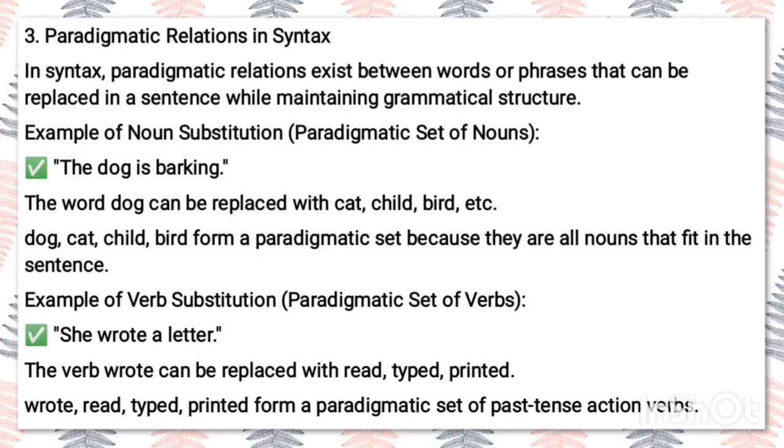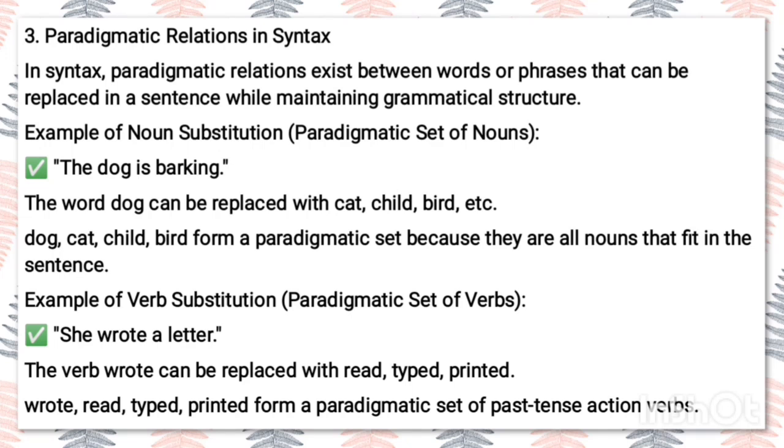In syntax, paradigmatic relations occur when words or phrases can be replaced by other words or phrases while maintaining grammatical correctness. For example of noun substitution, paradigmatic set of nouns. Sentence: the dog is barking. In this sentence, dog can be replaced with cat, bird, child, etc., because all of these are nouns and fit the same grammatical role in the sentence. They form a paradigmatic set of nouns.